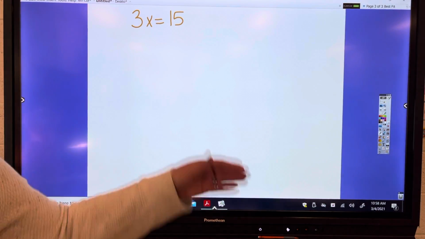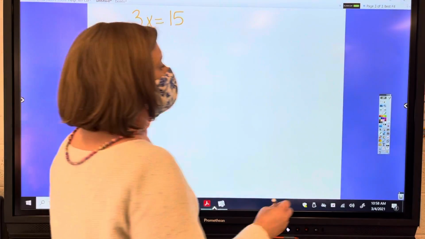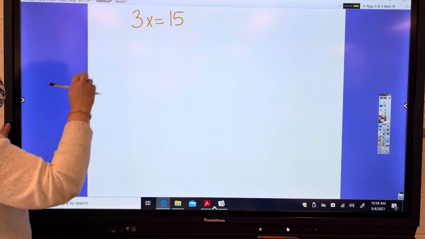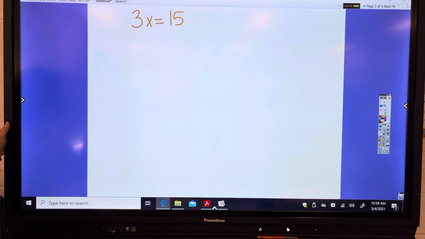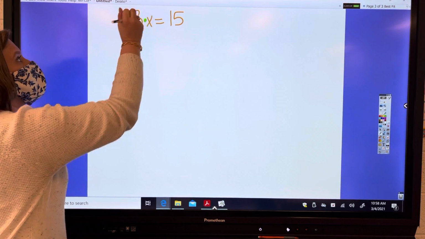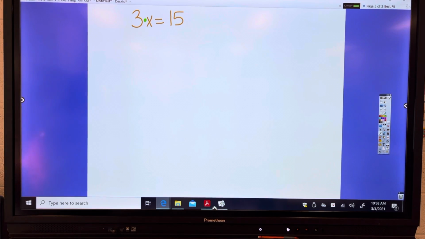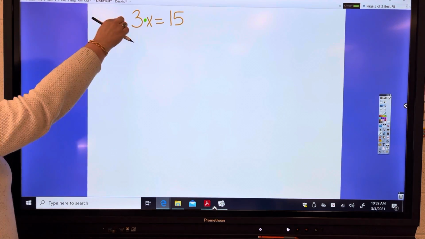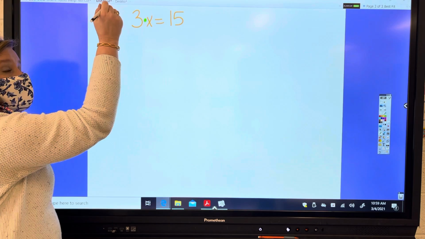Okay. All right. What kind of algebraic equation is this? What operation is going on here with the 3 and the x? Multiplication. So, in order to solve this, we have to use inverse operations. And what does inverse mean? Opposite. So inverse means opposite, and the opposite of multiplication is division.